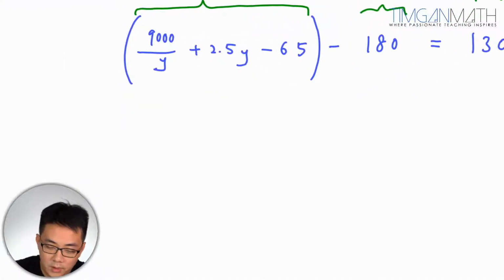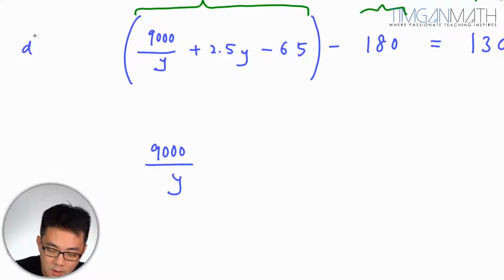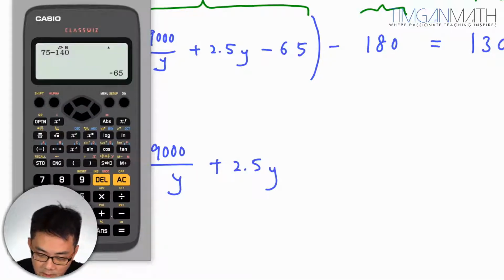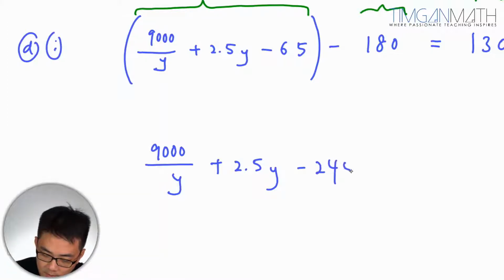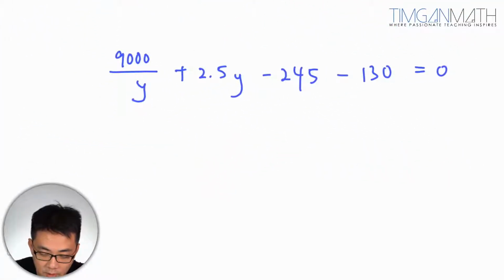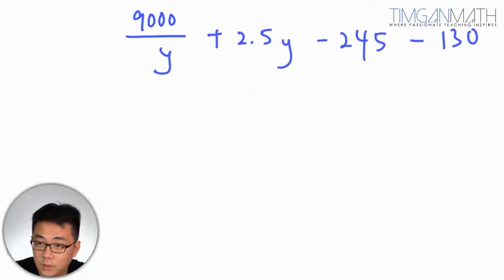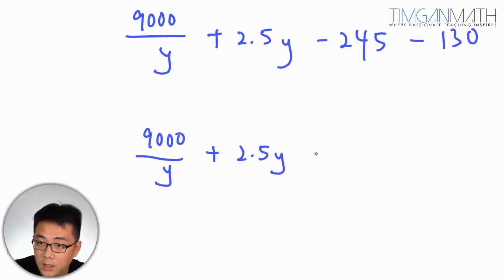Now we're going to simplify this. This is 9,000 over y plus 2.5y minus 65 minus 180, which is negative 245. Then rearrange this part, minus 130, giving negative 375. So this is 9,000 over y plus 2.5y minus 375 equals 0.